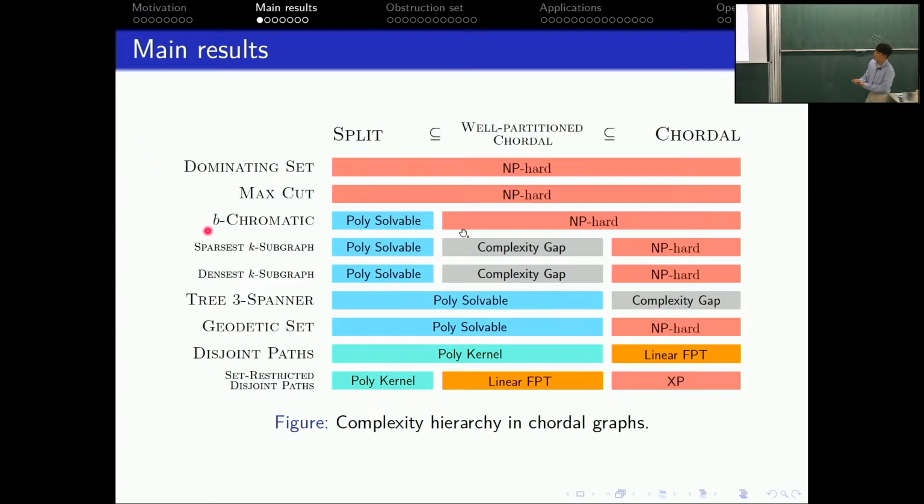So first of all, Abel et al. show that the B-chromatic number problem is NP-hard on chordal graphs, but in their construction of chordal graphs on which to show the complexity, they actually use well-partitioned chordal graphs. So they indeed show that the B-chromatic number problem is NP-hard on well-partitioned chordal graphs. So it means that we have a problem that is NP-hard on chordal graphs, but still hard on well-partitioned chordal graphs.